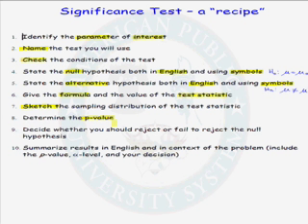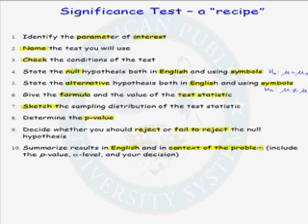Using that p-value, compare it to your alpha level and decide whether you should reject or fail to reject the null hypothesis. The last and final step, which is probably the most important step in your test of significance, is to summarize the results in English and in context of the problem.